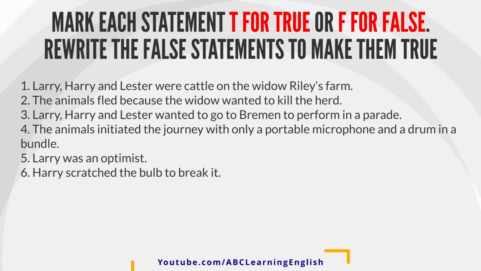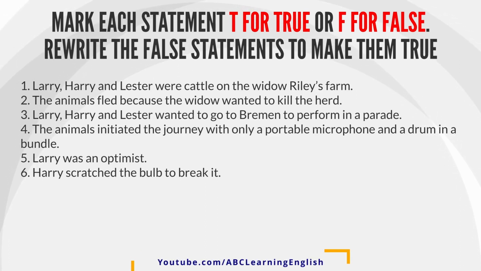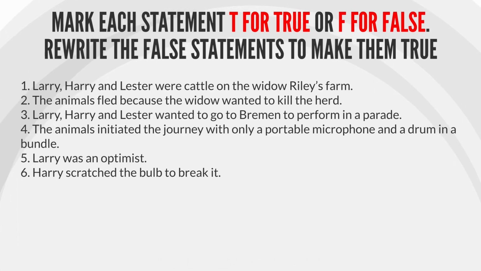1. Larry, Harry, and Lester were cattle on the widow Riley's farm. 2. The animals fled because the widow wanted to kill the herd. 3. Larry, Harry, and Lester wanted to go to Bremen to perform in a parade.